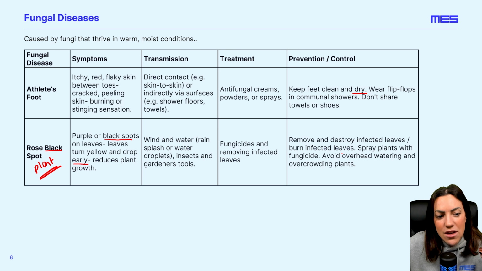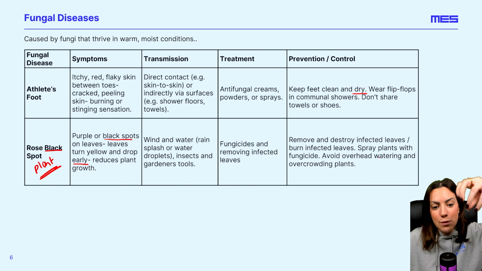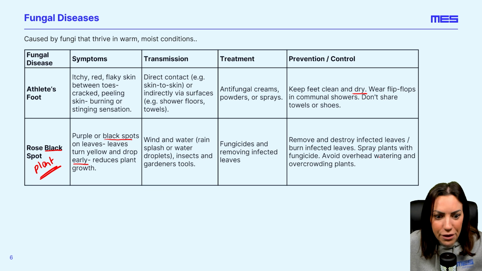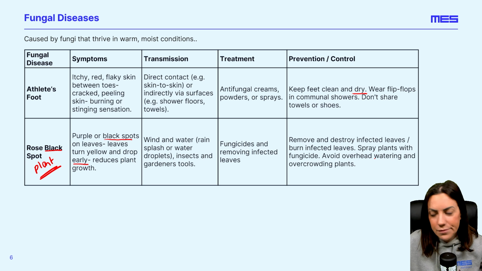But another suggestion that you can give is avoid overhead watering, because if you're pouring water on your plant from the top, that water can act as a carrier. So the water will obviously trickle down, and if any leaves are infected at the top of the plant, the fungal spores could be carried by the water down and could then infect the leaves that were previously healthy further down the plant. So you want to avoid overhead watering so the water doesn't carry the fungal spores, and you just want to water the soil.